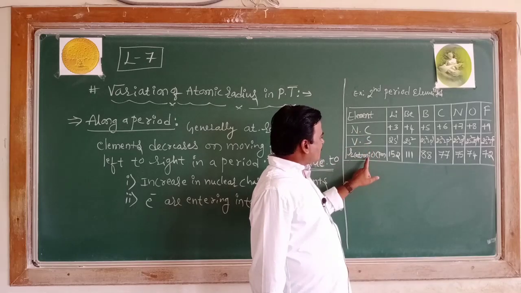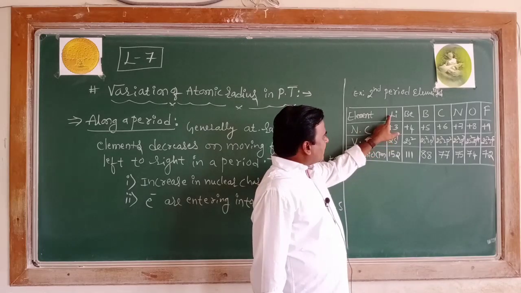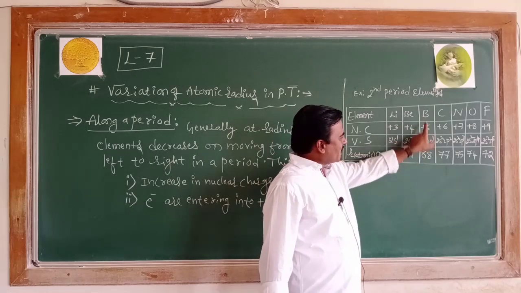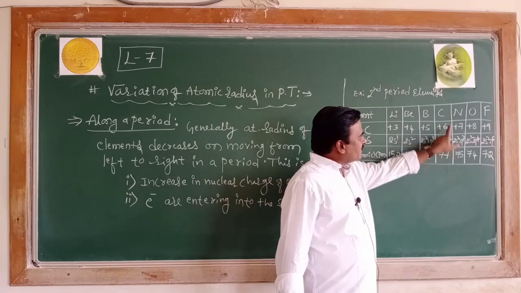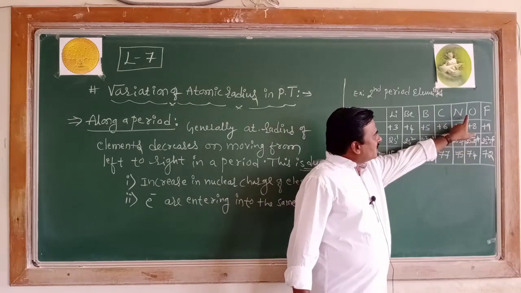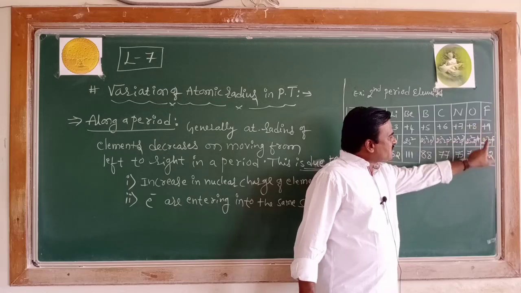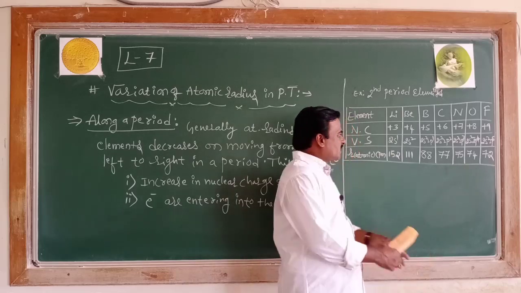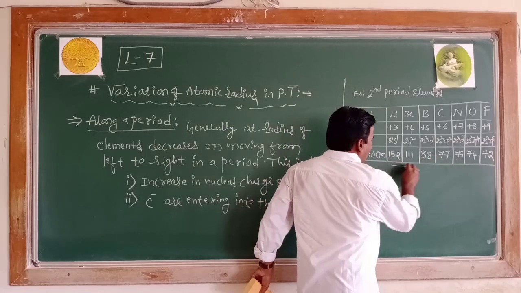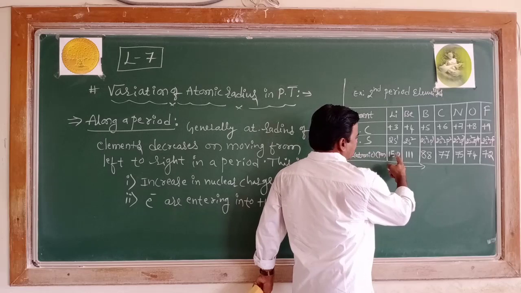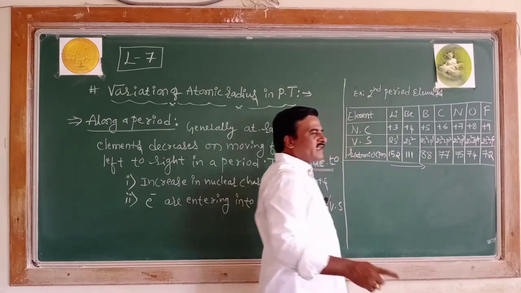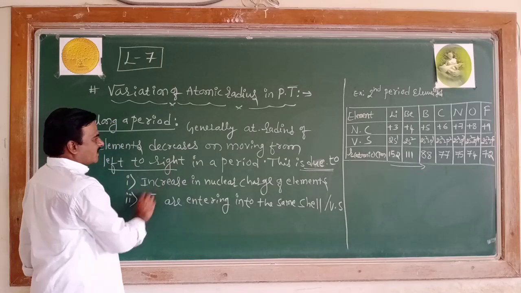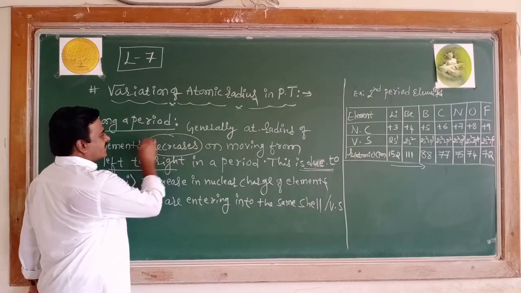Now these are all the atomic radius values given. Atomic radius of lithium 152 picometer, beryllium 111, boron 88, carbon 77, nitrogen 75, oxygen 74, fluorine 72. You can notice from the magnitude of the atomic radius that while moving along the period, from left to right, it decreases.